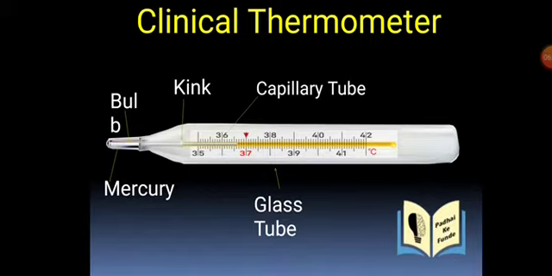And then to bring the mercury in the bulb back, we need to give it a jerk. Then after giving a jerk, the mercury comes back into the bulb. So this is the clinical thermometer. On this, the temperature range is 35 degrees Celsius up to 42 degrees Celsius. And the 37 degrees Celsius is shown highlighted here with the red color because this is the normal temperature of human body. If it goes more than this, then we call it a condition of fever.